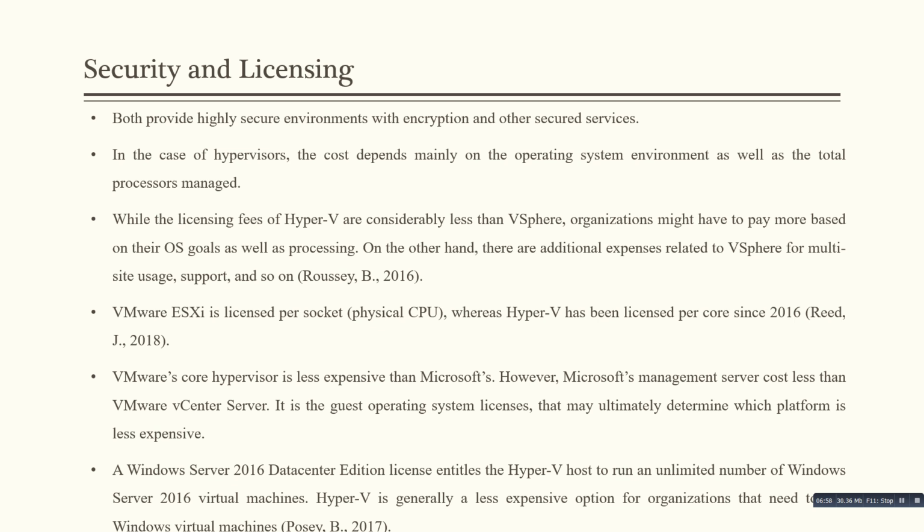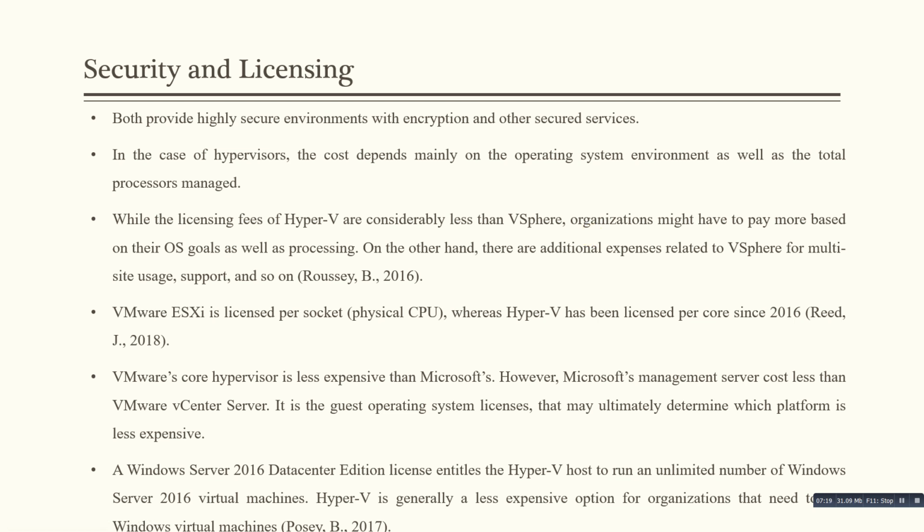While licensing fees of Hyper-V are considerably less than vSphere, organizations might have to pay more based on their OS needs as well as processing. On the other hand, there are additional expenses related to vSphere for multi-site usage, support, and so on. VMware ESXi is licensed per CPU, whereas Hyper-V is licensed per core.